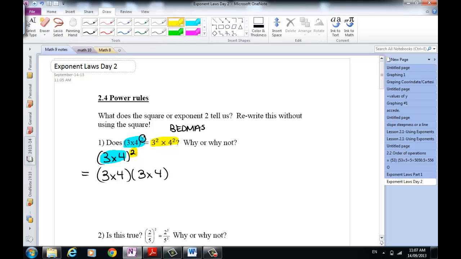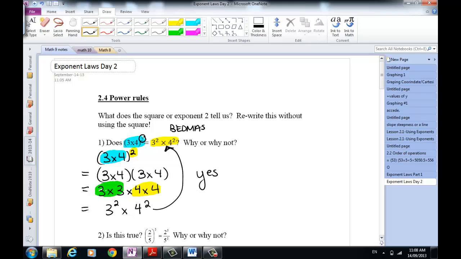So all I've done here is use that square, and I'm going to rewrite this so that all of my 3's are beside each other and all my 4's are beside each other. We can do that because order of multiplication does not matter. So I can rewrite this as 3 multiplied by 3 multiplied by 4 multiplied by 4. Then I can change this into index notation and say, okay, I have 2 3's here and 2 4's here, so I have 3 squared multiplied by 4 squared, which was my question. So the answer is yes, these are the same.